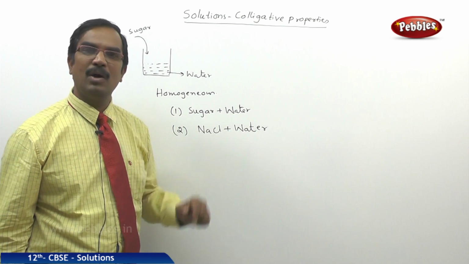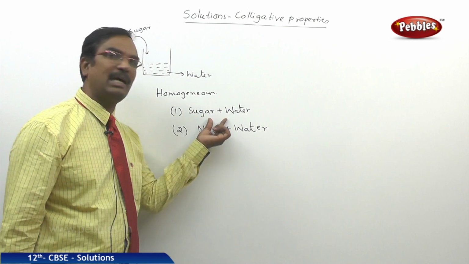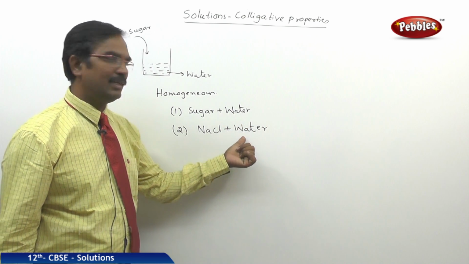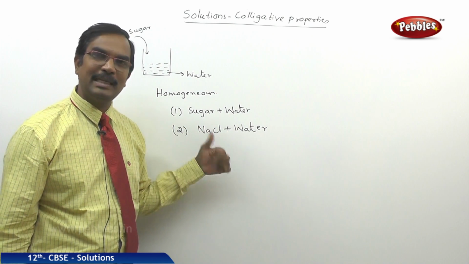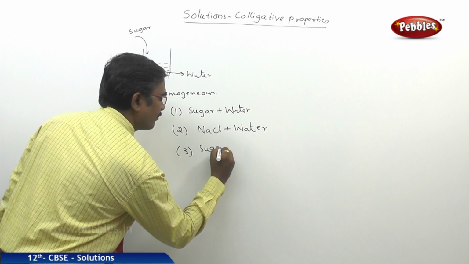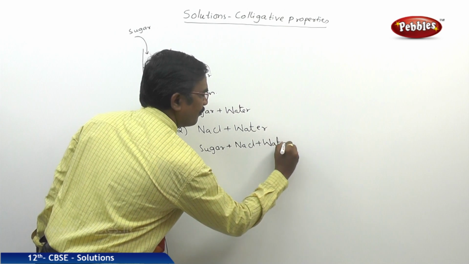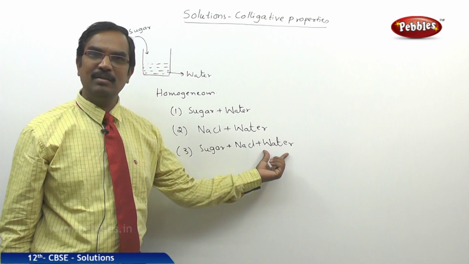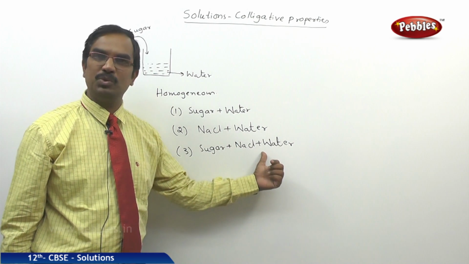So basically a solution is the homogeneous mixture of two or more components. Both the examples I have taken have only two components. The first is water, common to both cases, and the other is sugar in the first case and sodium chloride in the second. Take a third example. Suppose I am taking sugar and salt and water. Now here we have three components. Add these two to water. This mixture also forms a homogeneous mixture, so automatically we can also call this a solution.